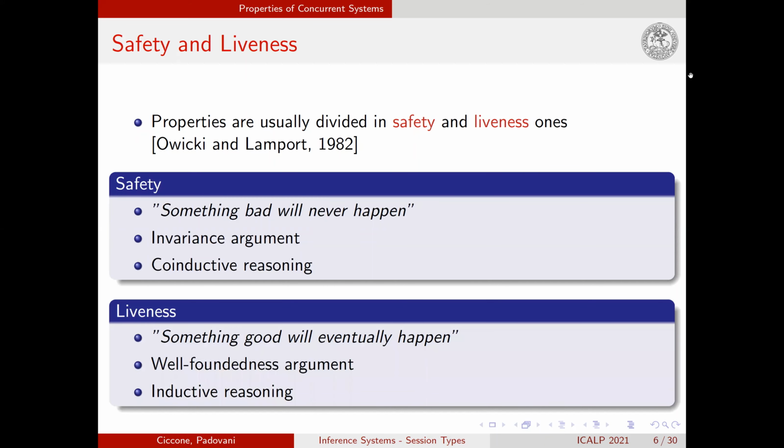On the other hand, liveness properties are identified by the motto something good will eventually happen. So they are based on a well-foundedness argument, because we want that eventually some property holds. Hence, they require an inductive reasoning. Actually, there exist some properties that mix both safety and liveness, and hence they require a mix of the approaches.